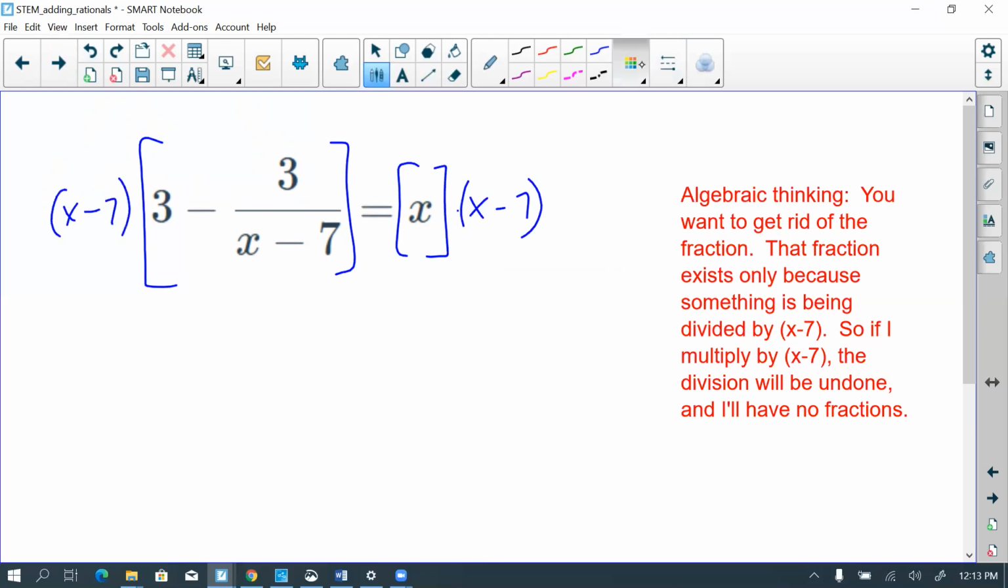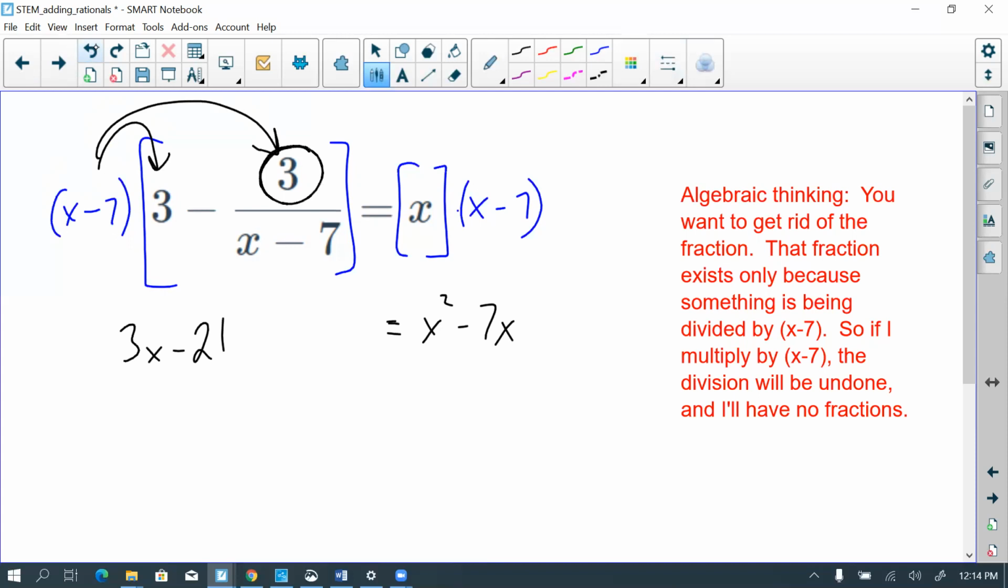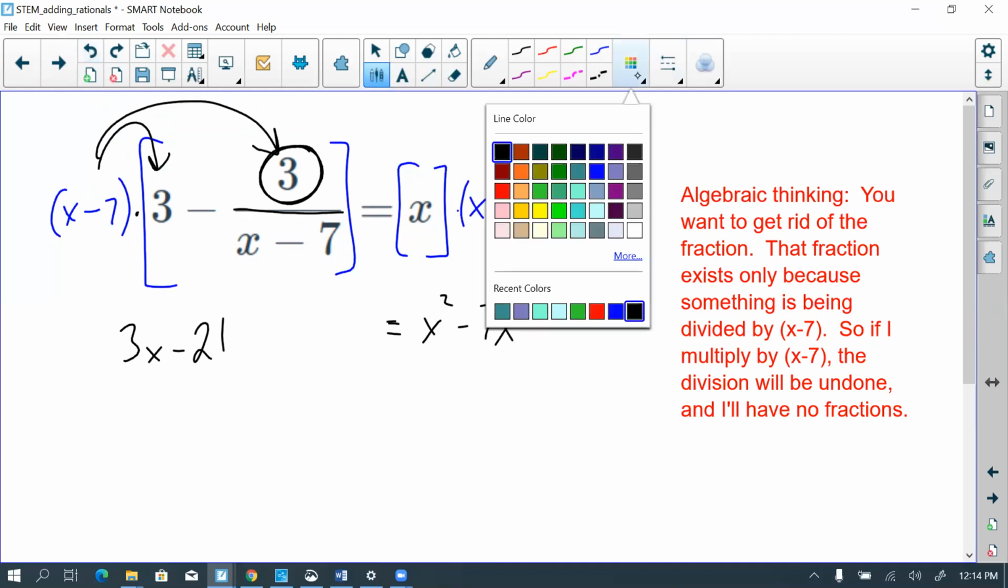And let's see, on the right-hand side, I have x squared minus 7x. On the left-hand side, 3x minus 21, because x times 3, negative 7 times 3, that gives me 3x minus 21. But then when you multiply the second item, the x minus 7's cancel out. Think about the number 3. 3 divided by x minus 7 times x minus 7, that just completely cancels out.